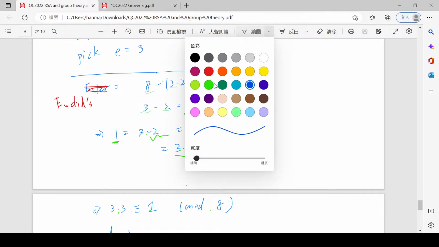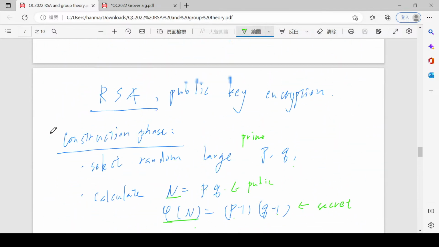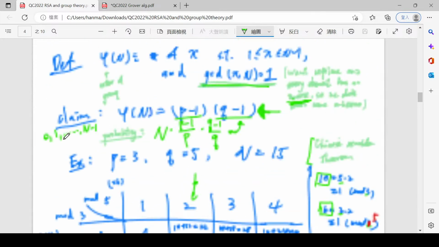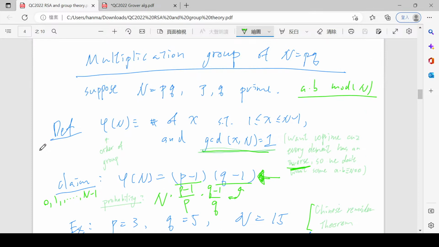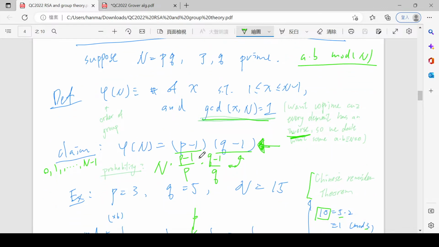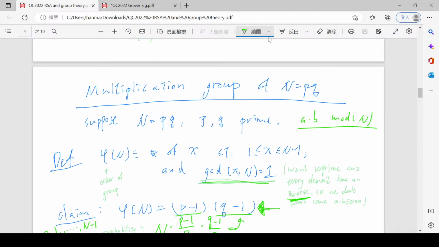So, a quick review from last time. Last time we talked about a lot of group theory. We went through this multiplication group of n equal to PQ, and we proved that. We talked about a lot of group theory, but remember there are only two things we need to use. The first thing is about this multiplication group of n equal to PQ, so we should actually give it a name. Let's call it G sub n.